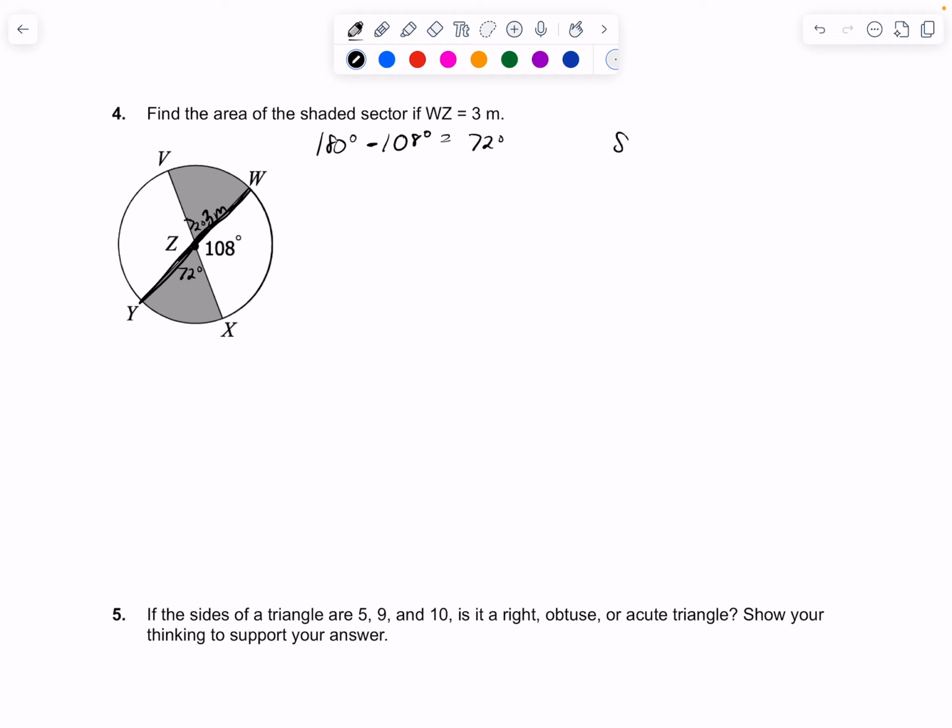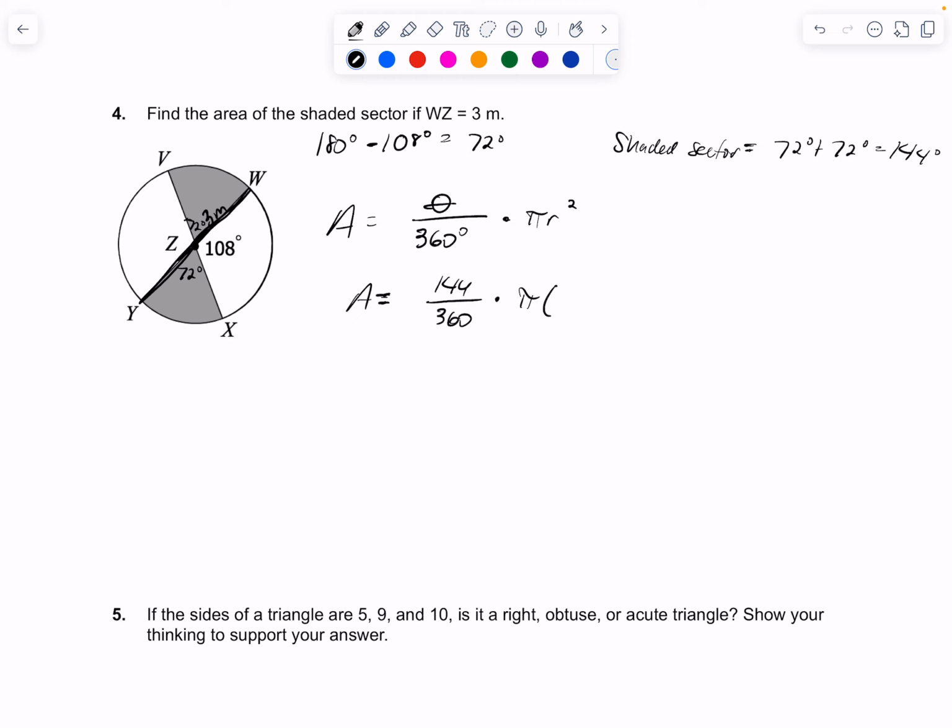So for my shaded sector, I'm thinking about using my angles of 72 degrees plus 72 degrees, which is 144 degrees. So to find the area using my formula, it's theta over 360 times pi r squared. So plugging in 144 over 360 times pi times the radius of 3 squared.